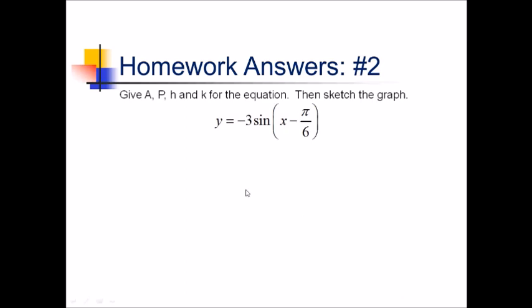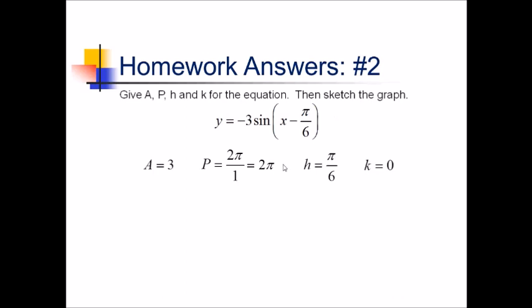For graphing number 8, let's get our amplitude. That's going to be 3. And then we have a b value of 1 in here, invisible 1. So period is going to be 2 pi over the 1, which is 2 pi. Next, we've got an h value of pi over 6. Invisible k value of 0 out here.